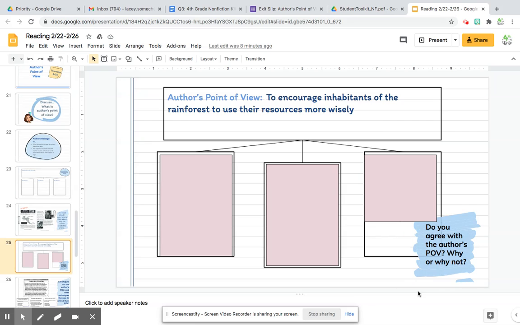Now, I don't want you to think just yet, do you agree or disagree? I don't want your opinion. I want the author's opinion first. So what was one of the pieces of evidence they gave us? How do we know it was about encouraging using the resources more wisely? Let's take a look.